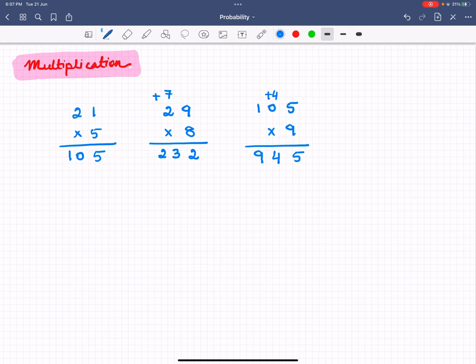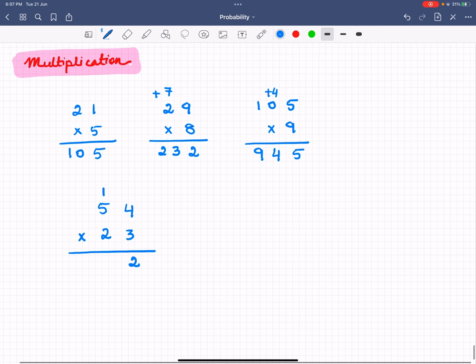Let's do a two-digit multiplication with a two-digit number. So let's do, for example, 54 multiplied by 23. Let's see what is different here. So 3 times 4 is 12. So the 2 comes in the units place and the 1 goes up. Next, 3 times 5. 3 times 5 is 15, but we need to add 1, which is up, so it becomes 16. So we write here 16.